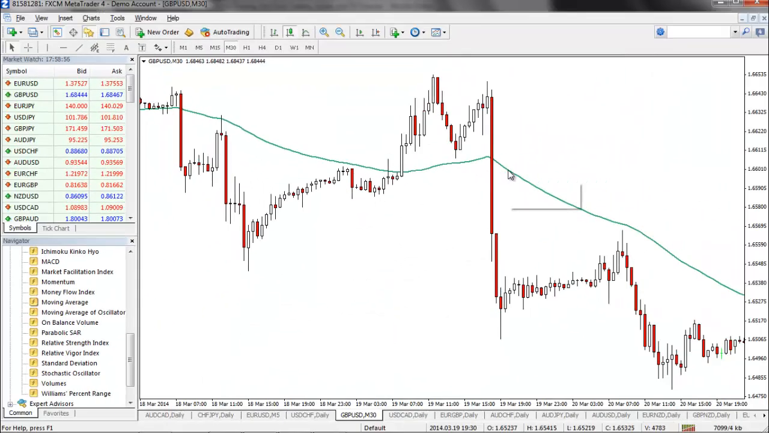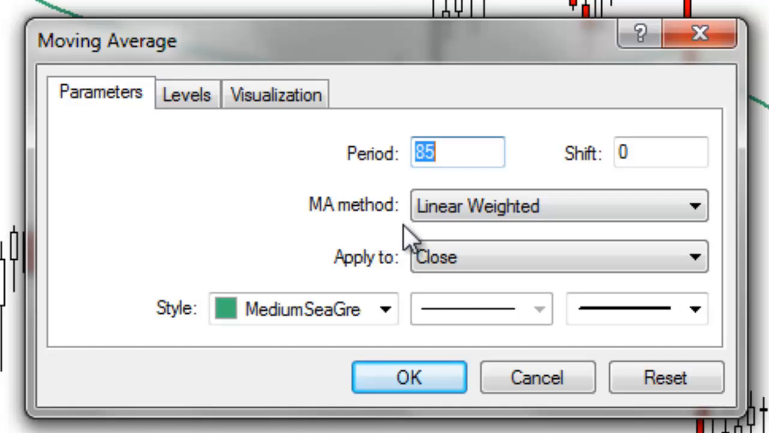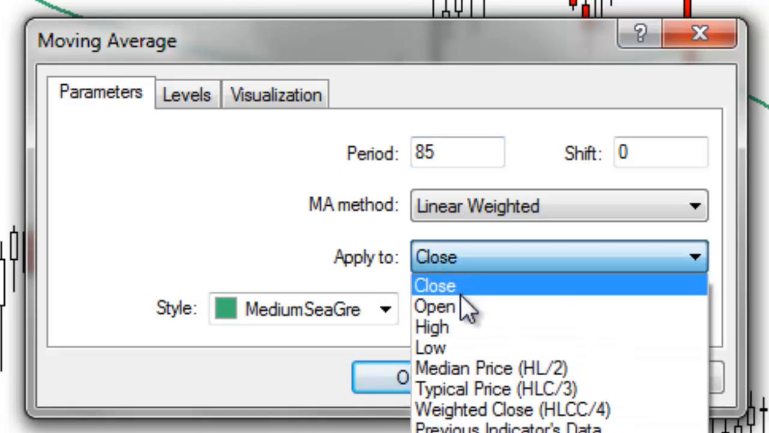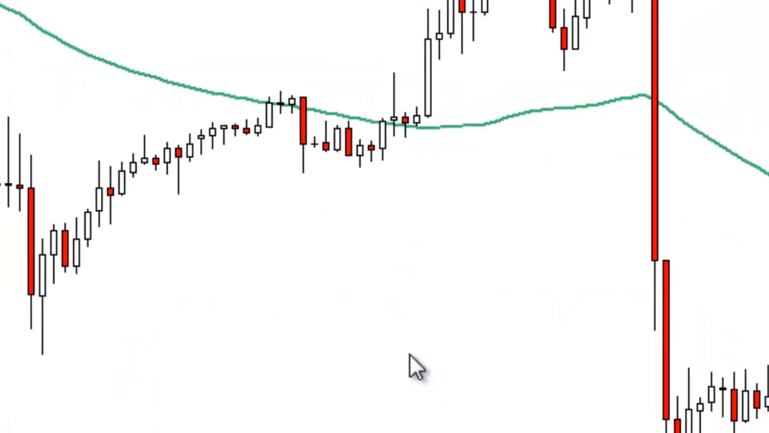So this is the first moving average that we have placed. Again, the settings are period 85, shift 0, moving average method linear weighted, and apply to low. Actually, this we have to change. So apply to low, and for style you can select any color here and choose some width so that it will appear clearly on the chart. Click OK. So the first moving average is placed.